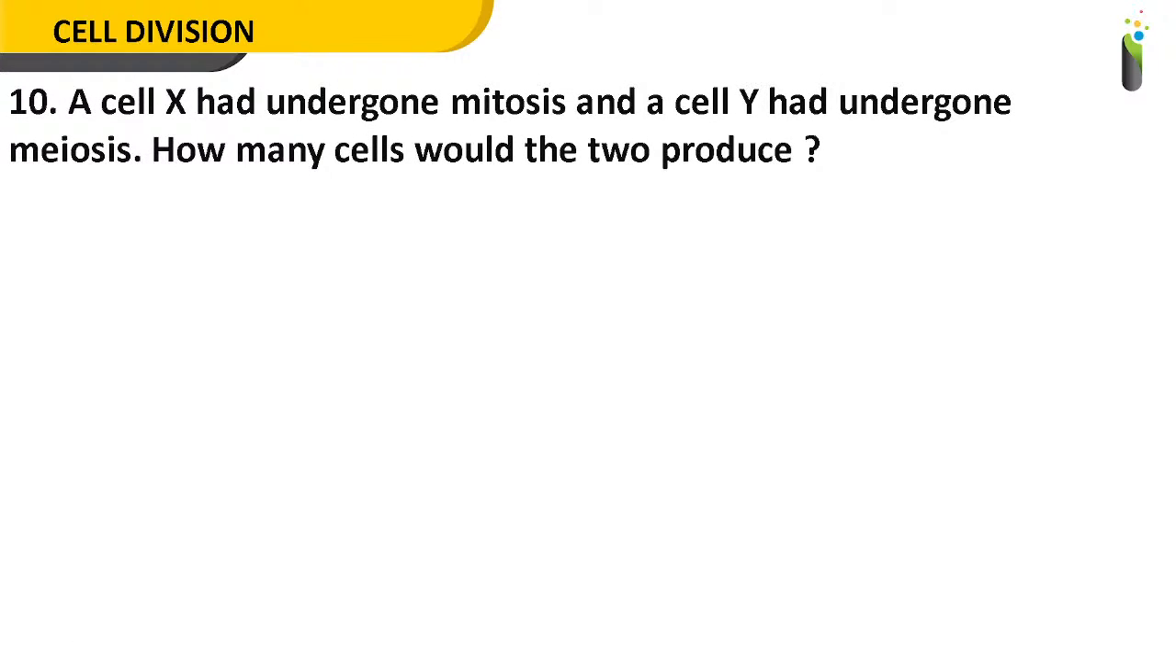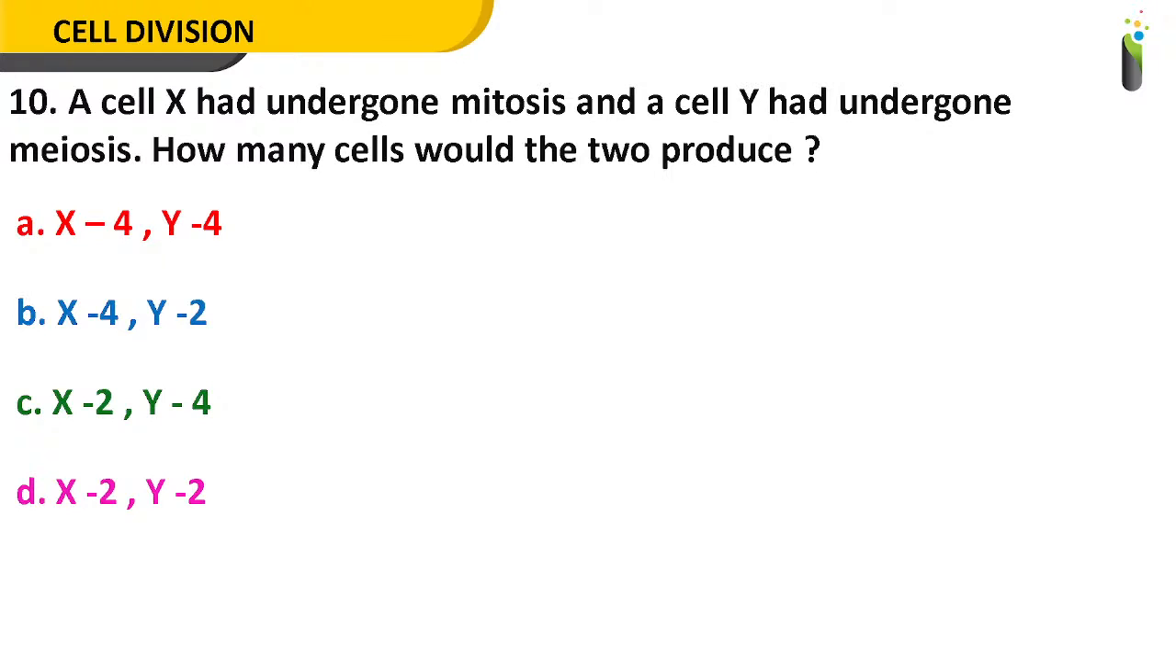Coming to the next question, number 10. A cell X had undergone mitosis and a cell Y had undergone meiosis. How many cells would the two produce? A. X4 Y4. B. X4 Y2. C. X2 Y4. D. X2 Y2. So imagine there's a cell X that is undergoing mitosis. So how many cells will it produce? And imagine a cell Y that's undergoing meiosis. How many cells will it produce?